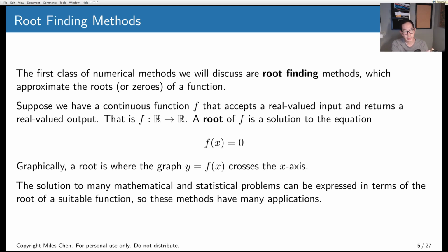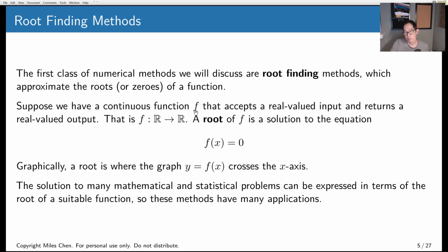So the first class of numeric methods that we're going to look at are root finding methods. And root finding methods are used to find the roots of a function, or basically where the function is equal to 0. So we're assuming we have some kind of function f, and this is a function that takes in real numbered inputs and returns real numbered outputs. So not a complex function, no imaginary numbers or anything like that. So real numbers go in, real numbers go out. It's just one number goes in and one number comes out.